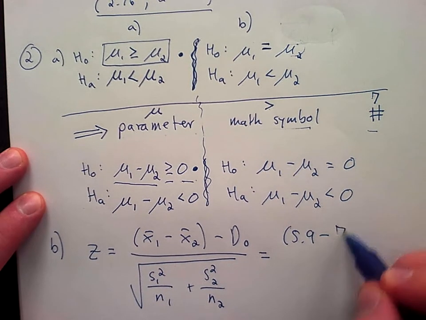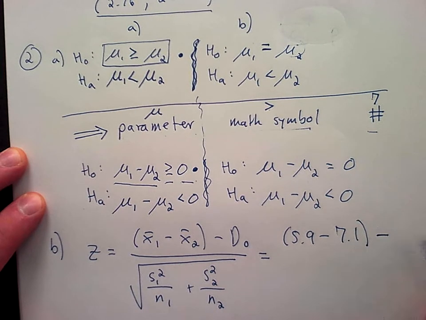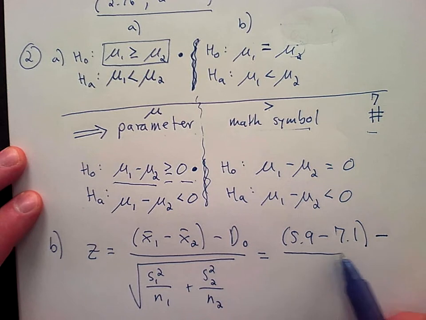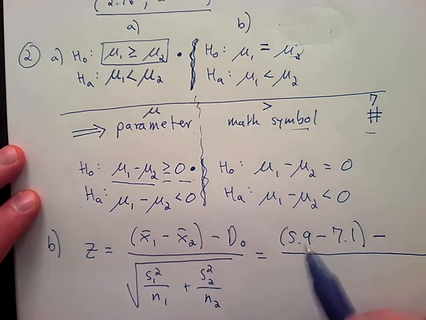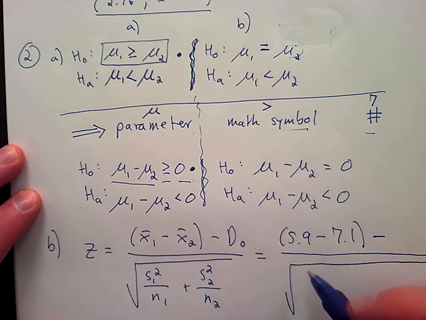X bar 2 is? Everybody good with where these numbers are coming from? All right. I'm going to skip D naught here for a second. I'm going to come back to D naught, because these other two, I think, are going to be pretty straightforward.